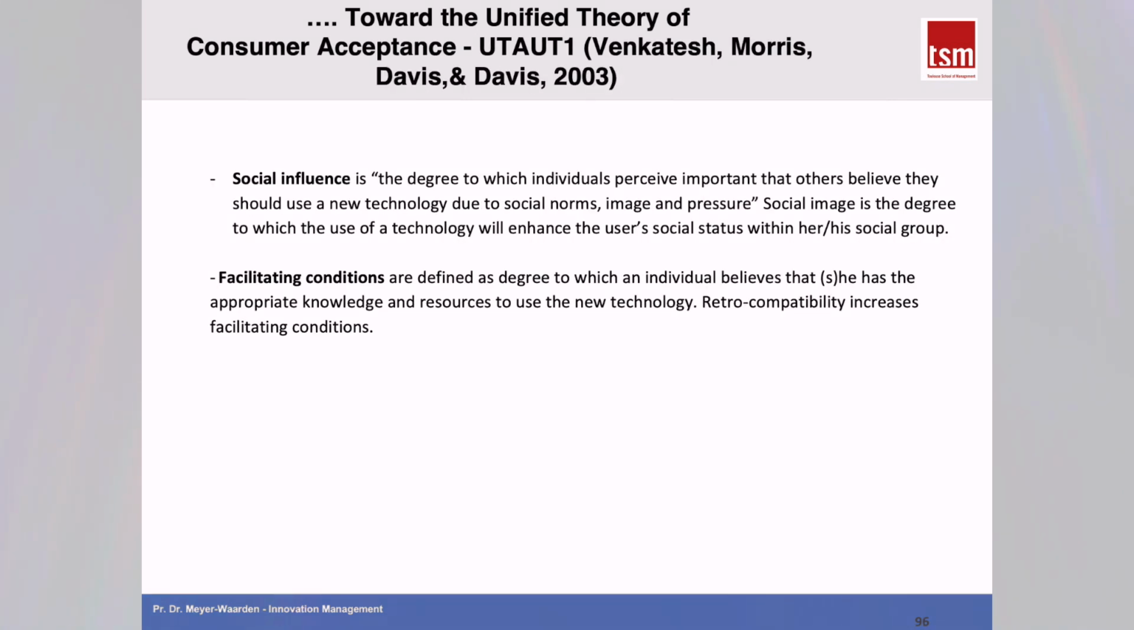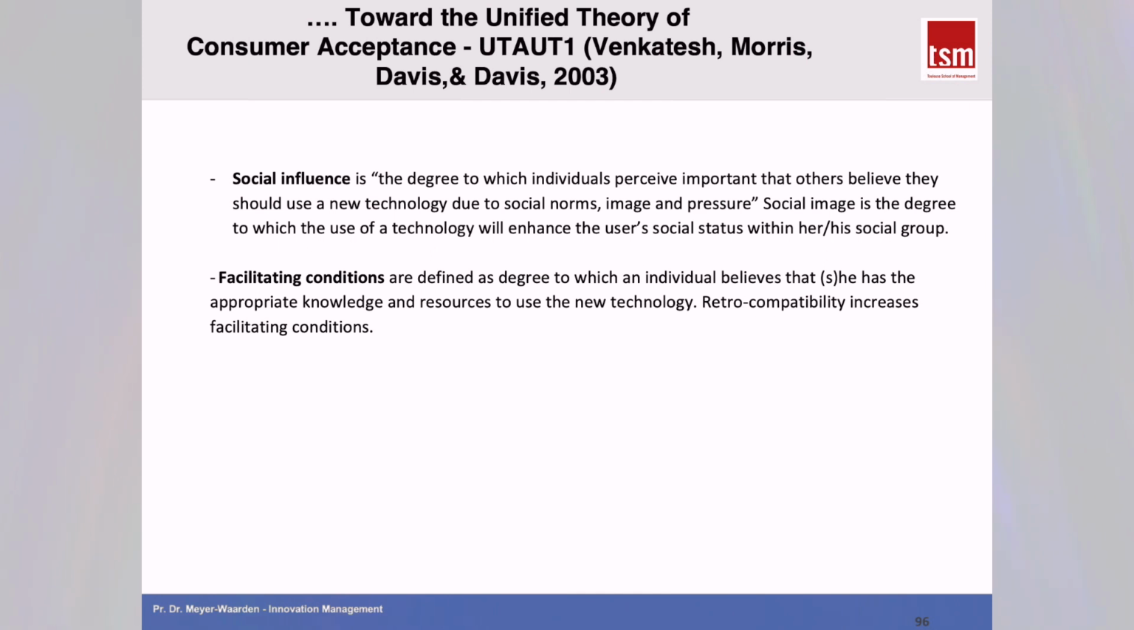Social influence is the degree to which individuals perceive it as important that others believe they should use a new technology due to social norms, image, and pressure. Social image is the degree to which use of technologies will enhance the user's social status within his or her social group. And finally, facilitating conditions are defined as the degree to which an individual believes that he has the appropriate knowledge and resources to use the new technology.